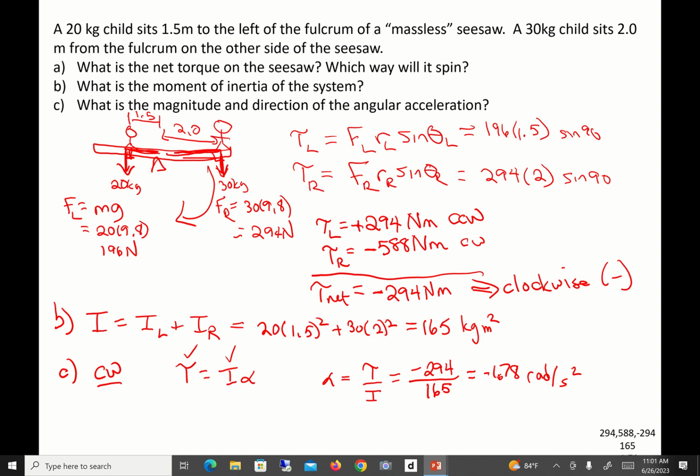All right, then for my final number, I should go back and round everything to two significant figures, since it looks like that's what we have. So I'm going to say minus 290 for my torque. For my moment of inertia, I'll say 160 kilogram meter squared. And for my alpha, I'm going to say minus 1.8. Again, remember when you're doing problems on the test, units and significant figures, I'll dock you half a point when you miss them.